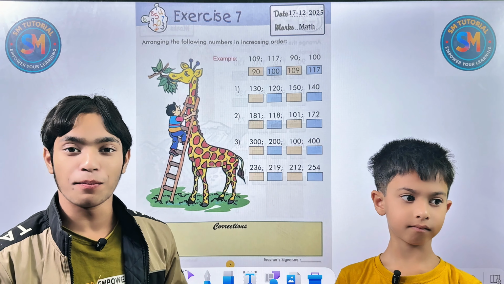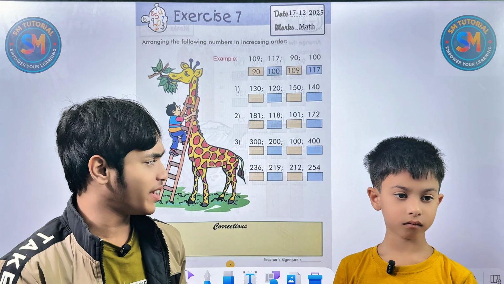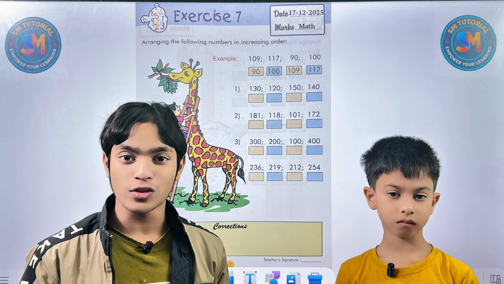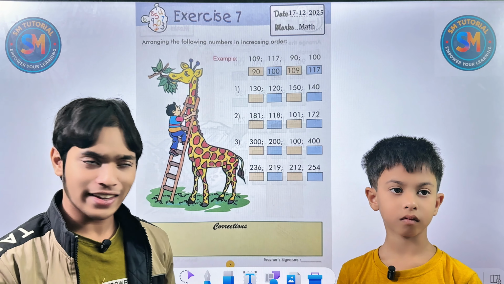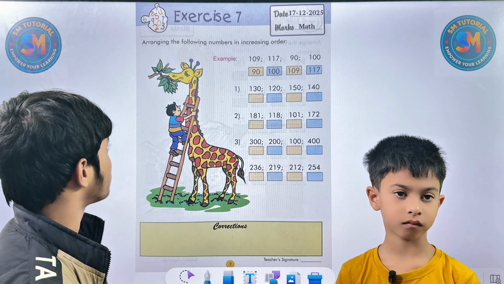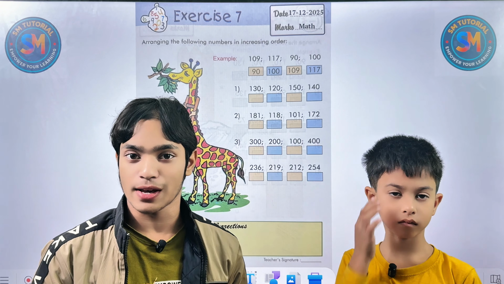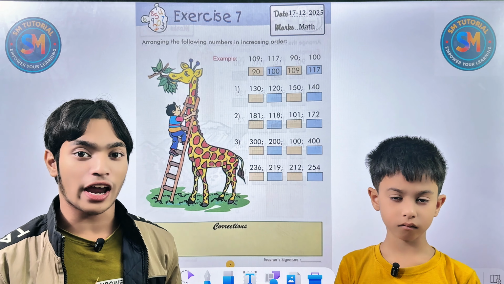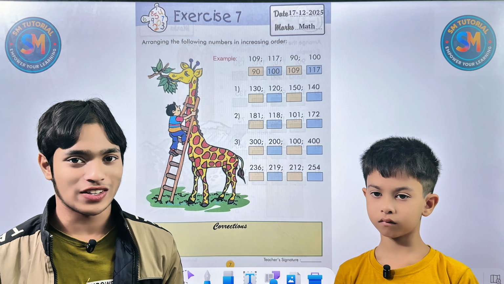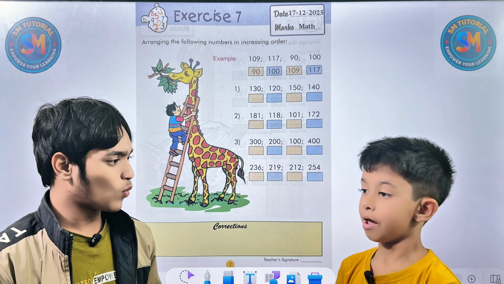He is one of the youngest students of this coaching center. Mainly we came here for math. I will give him some math, and those are called mental math. The math he needs to do is arranging the following numbers in increasing order. This means I will give him some numbers and he will arrange them from small to large, which is called increasing order. So can you solve this, Fayaz?